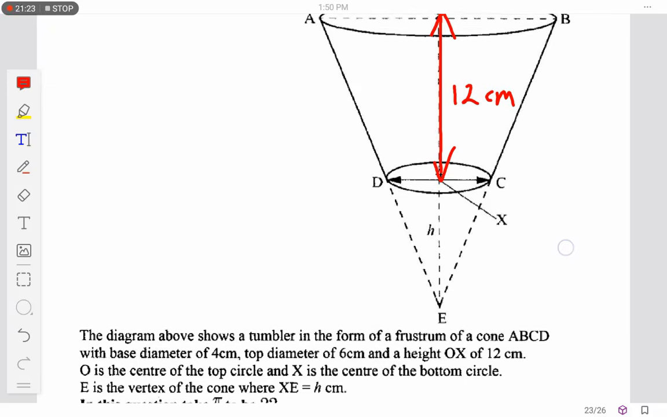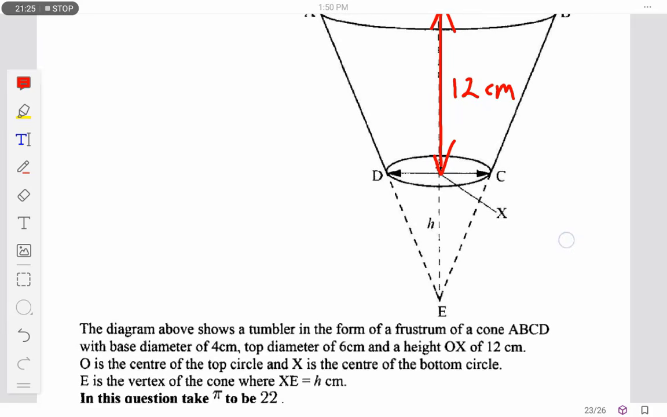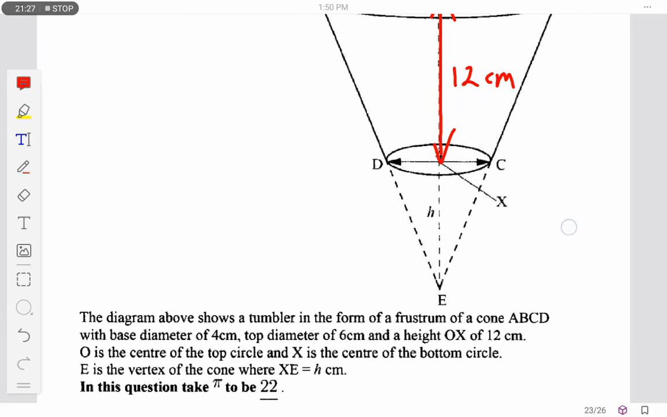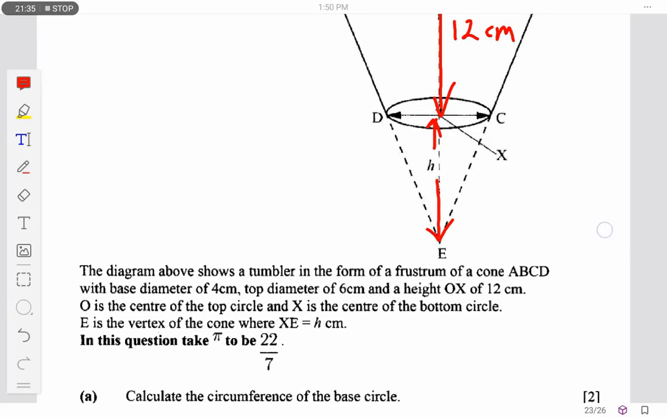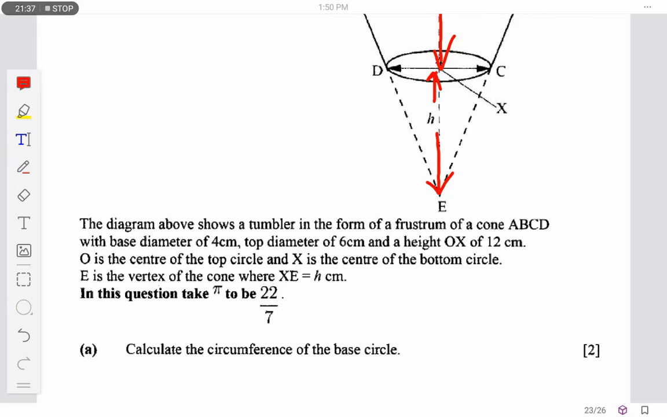Then O is the center of the top, and X. Then we are given there's an h there. So the h down here is going up here and coming to that point there. Now we are given to use pi as 22 over 7. Let's use pi as 22 over 7.